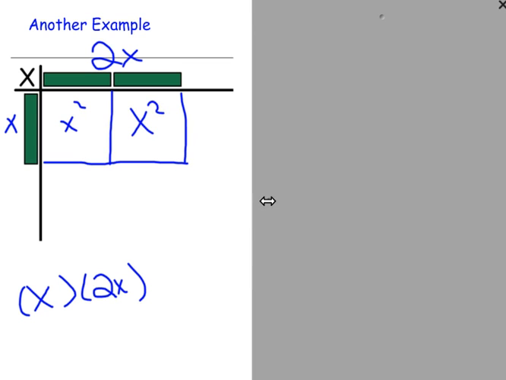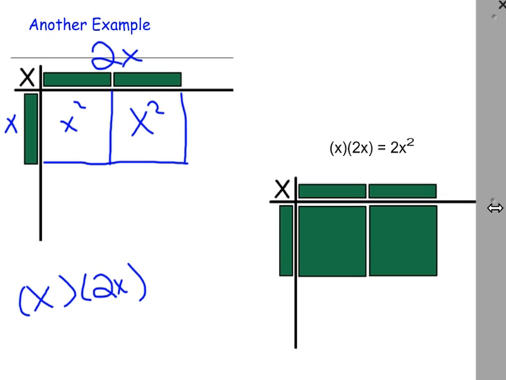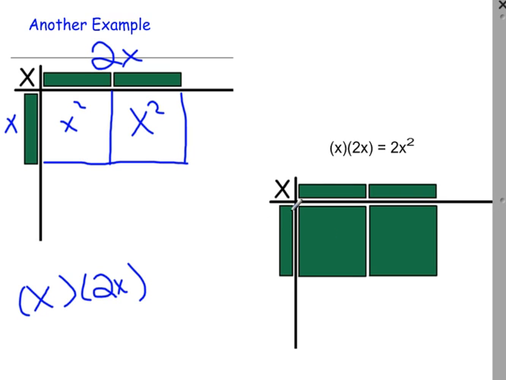So let's just check out to see what this looks like. And aha, that's what it is. We have an x and we have 2x, and 2x squared tiles fit in perfectly. So I know that x times 2x is equal to 2x squared. Okay? So let's look at another one.